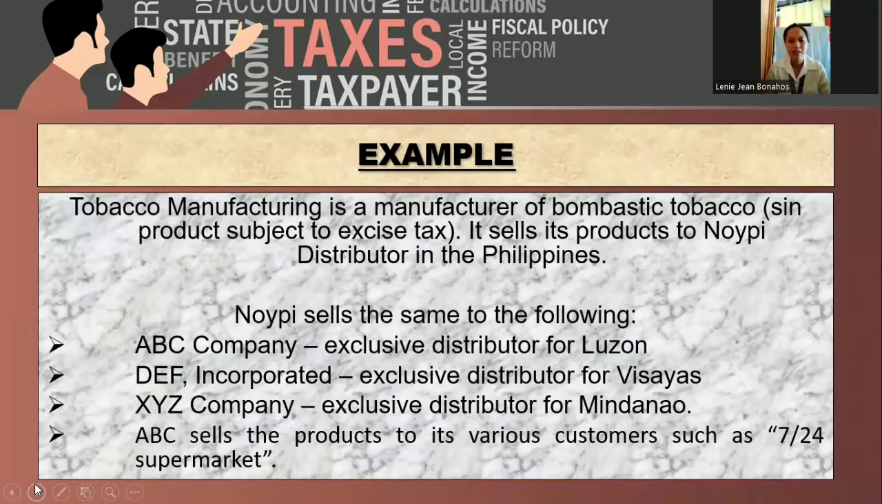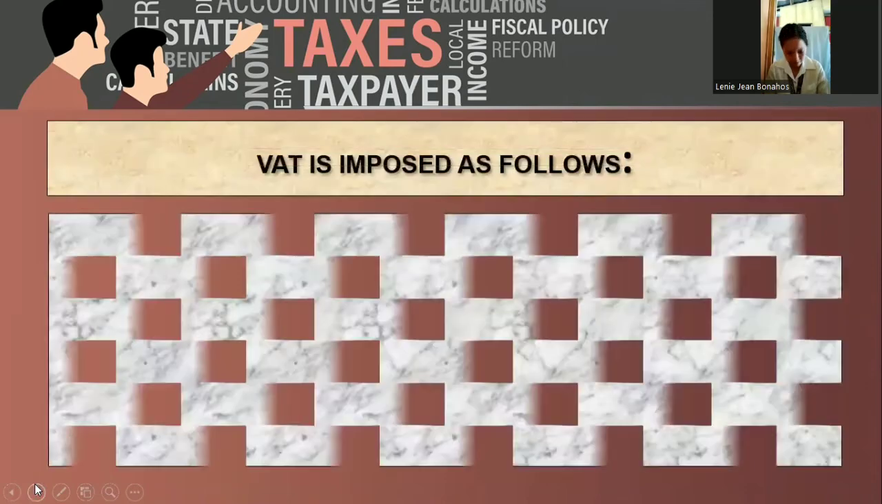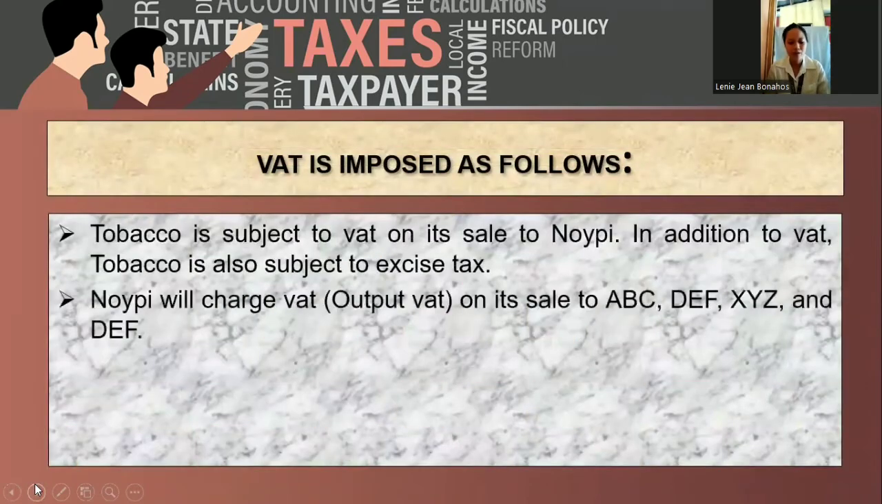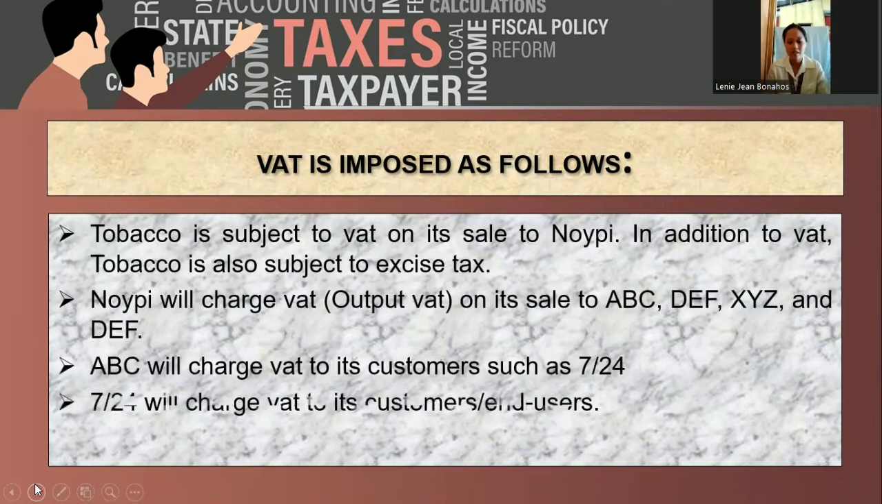ABC sells the product to various customers such as 724 supermarket. To analyze the problem more, VAT is imposed as follows. Tobacco is subject to VAT on its sale to Noiti. In addition to VAT, tobacco is also subject to excise tax, because excise taxes are those on the production, sales, or consumption of a commodity in a country. Noiti will charge VAT on its sales to ABC, BEF, and XYZ. When Noiti sold it to ABC, BEF, and XYZ, it will impose VAT.